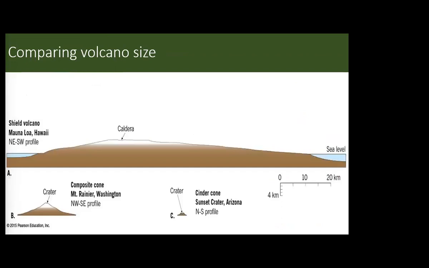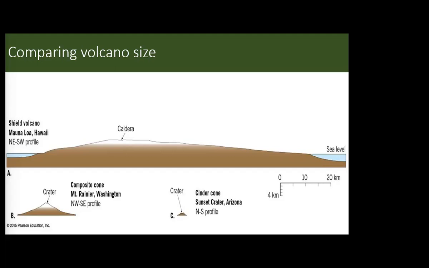So let's do a size comparison of what these kind of look like. This is Mauna Loa on the island of Hawaii, the Big Island of Hawaii. The entire thing is the volcano. The whole thing is volcanically active. And it's huge. It covers a very, very wide area. And measured from the bottom of the ocean, it's pretty tall compared to the other ones.